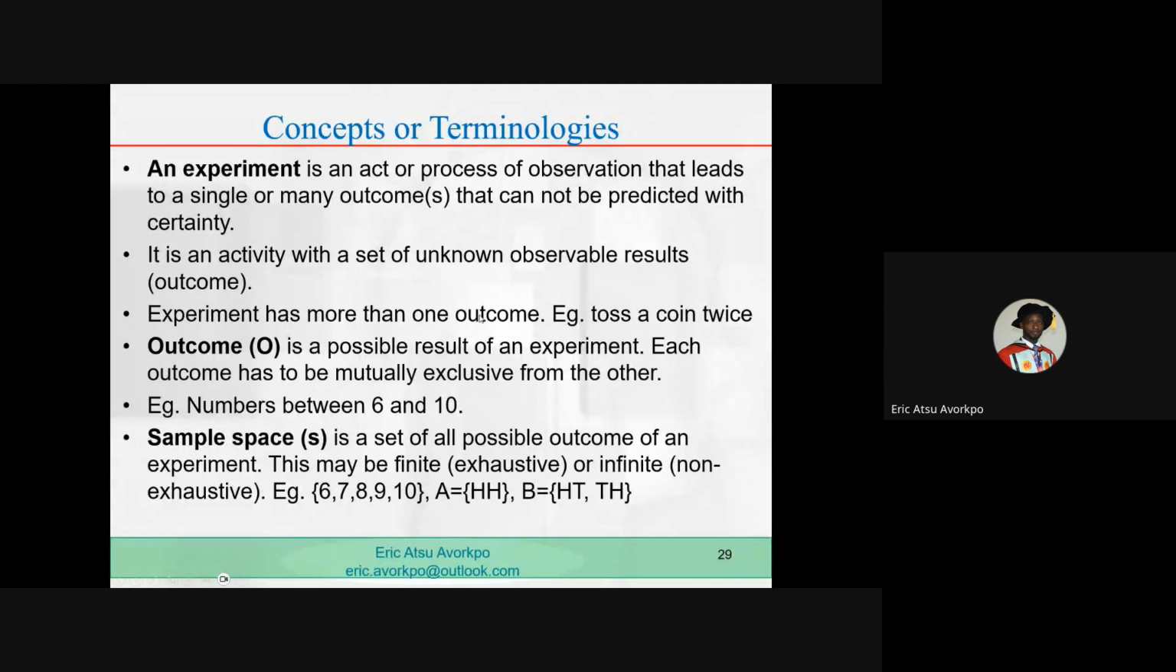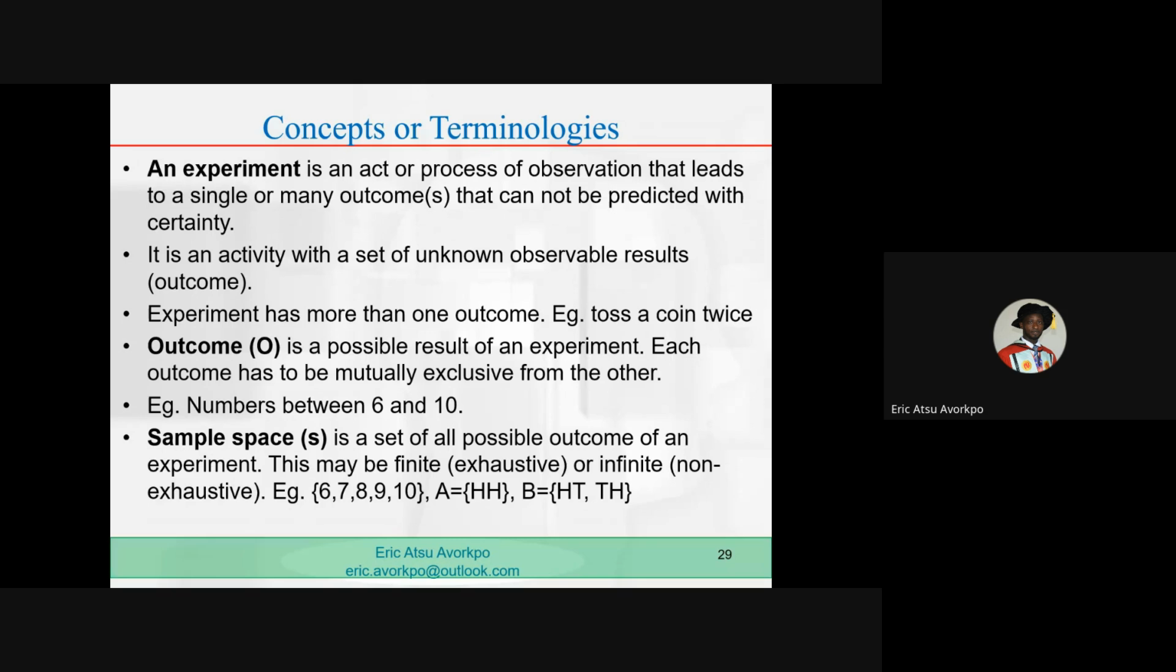If an experiment has only one outcome, then it is not an experiment. Take note of that. Or should I even call it an experiment? Because we said that an experiment will always have 2 or more outcomes. So if an event, an act, or a process has only one outcome, we cannot call it an experiment.